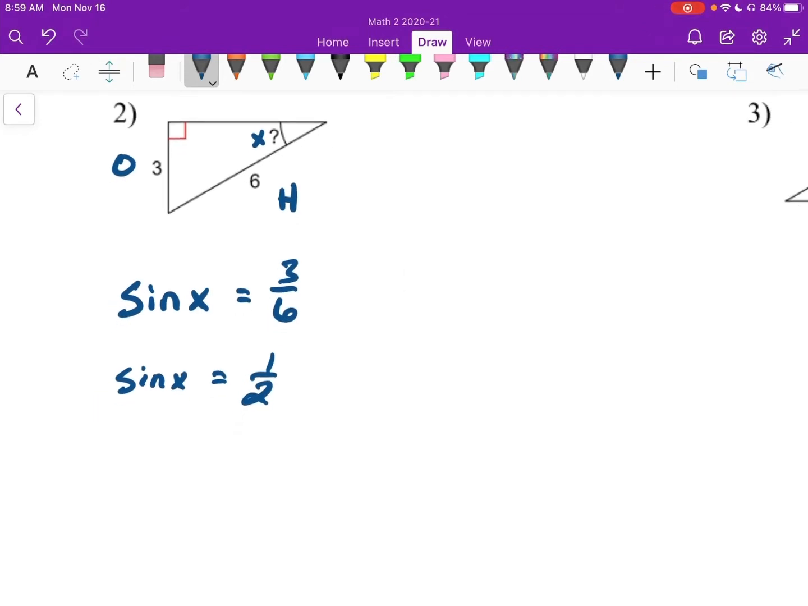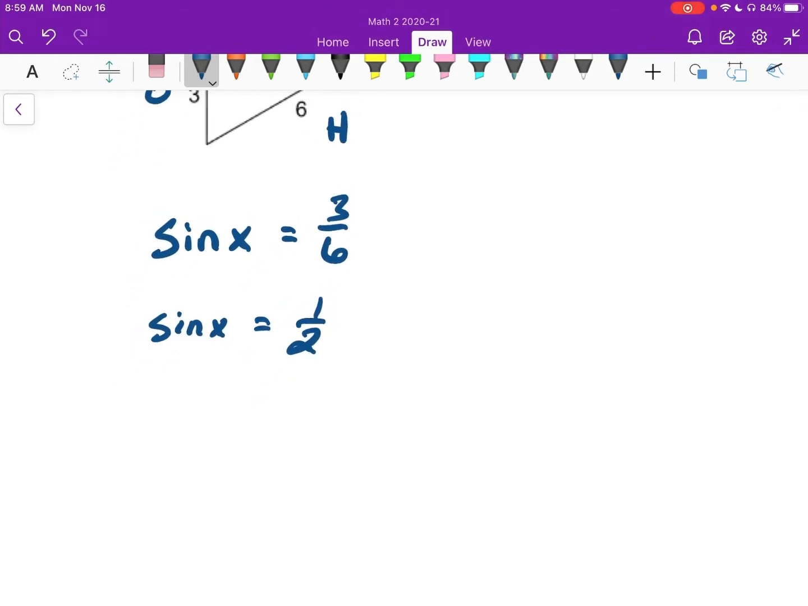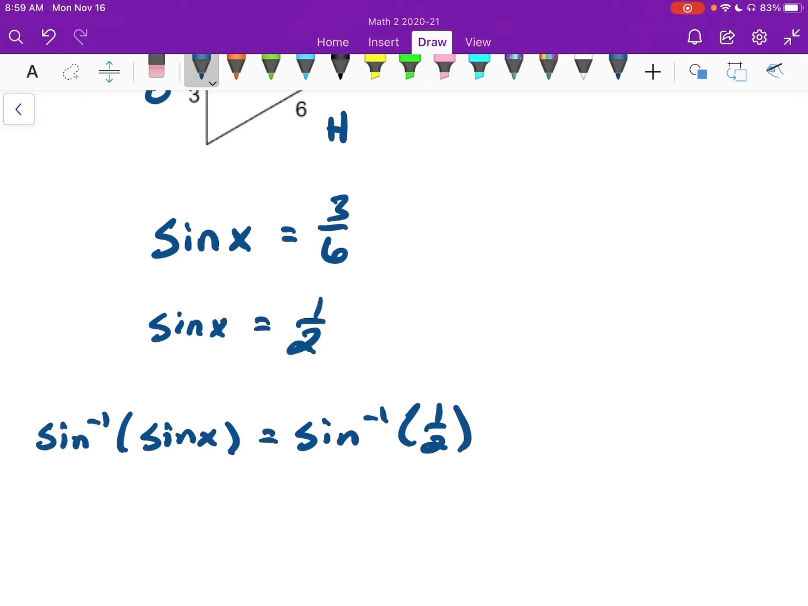Now, our x is stuck inside the sine. To get it out, we have to do a sine inverse, and this is how we write that. We say sine with a little -1 of sine of x equals sine inverse of 1/2. Right, so I did the sine inverse to both sides of the equation. Sine inverse of sine, well, they just kind of go away. So this leaves us with x on the left, and then sine inverse of 1/2.